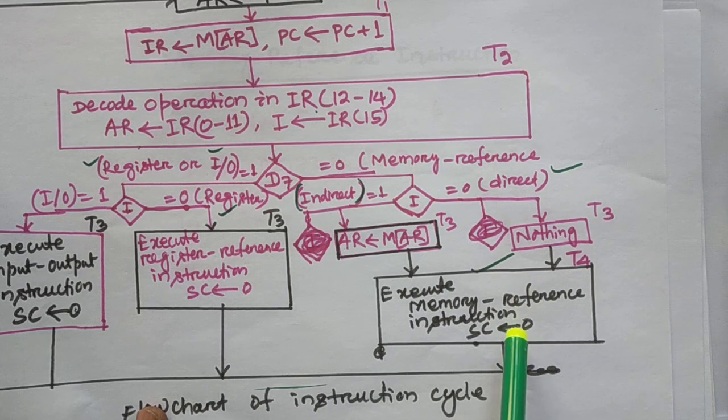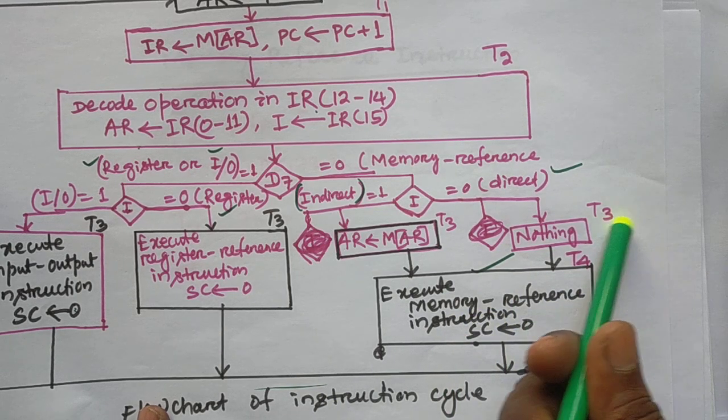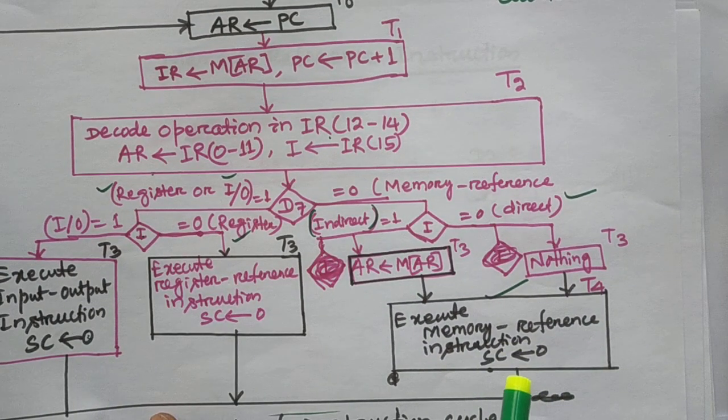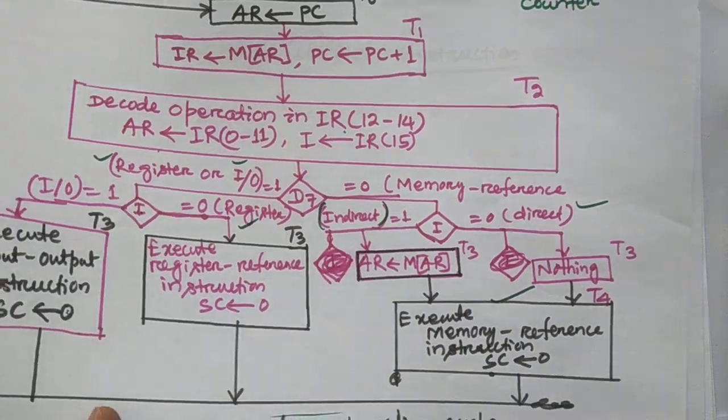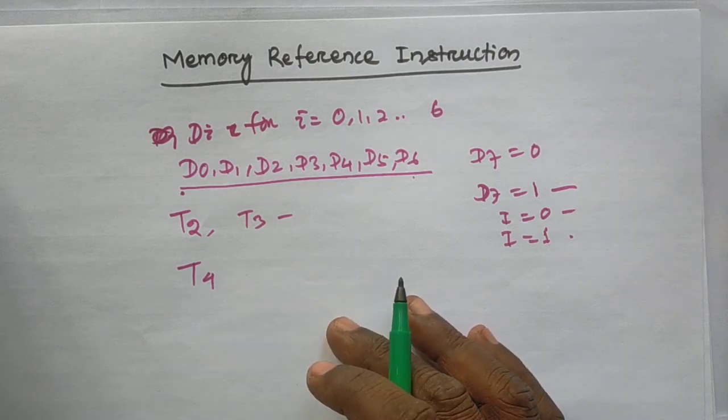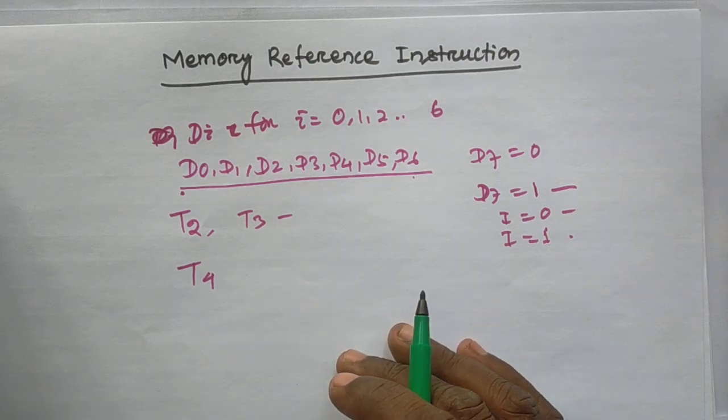But at T4 time, you see, we execute the memory reference instruction at T4 time, not T3 time. For that reason, only the memory reference is considered at T4 time for execution. Now we see that T4 time will execute the memory reference instruction.